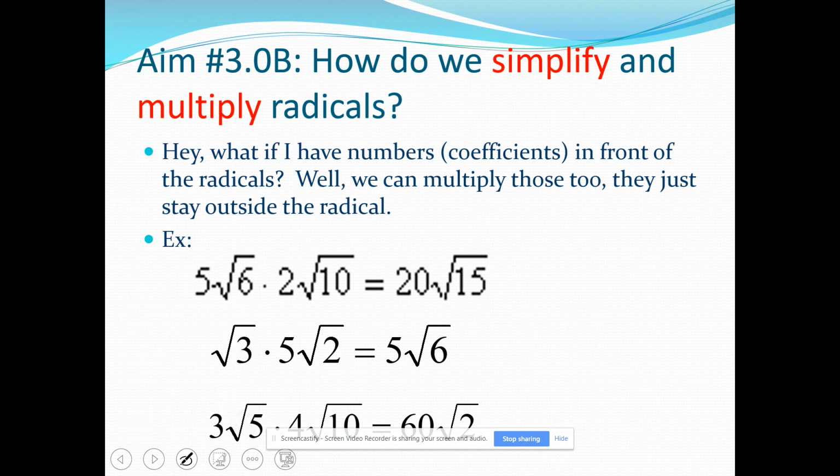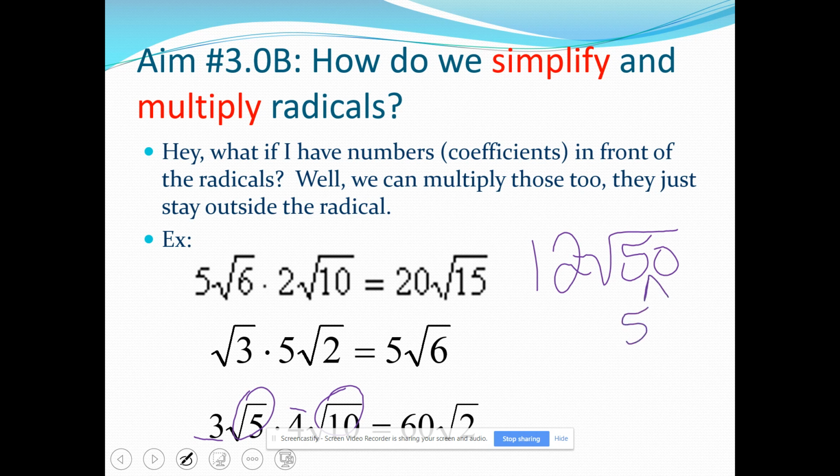And last but not least, our bottom one. So the 5 and the 10 are like radicals. 5 times 10 is 50. Then 3 times 4 is 12. Leave no radical unsimplified. So 5 times 10, 10 is 5 times 2.